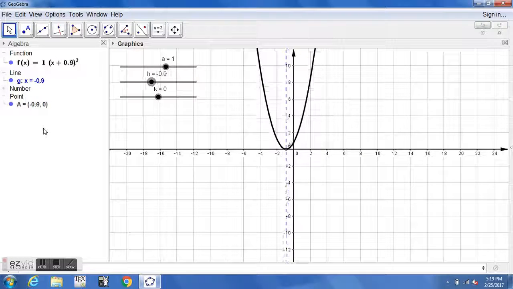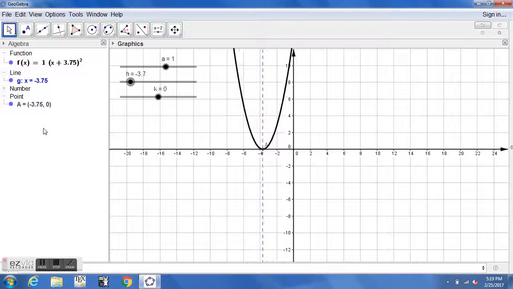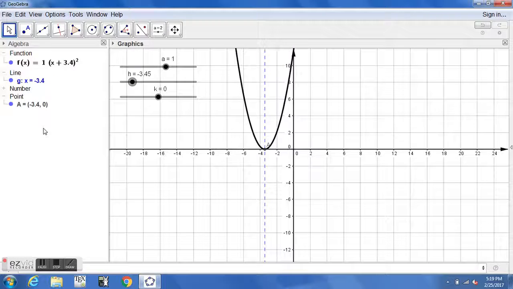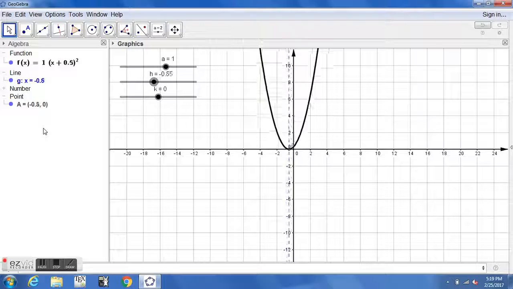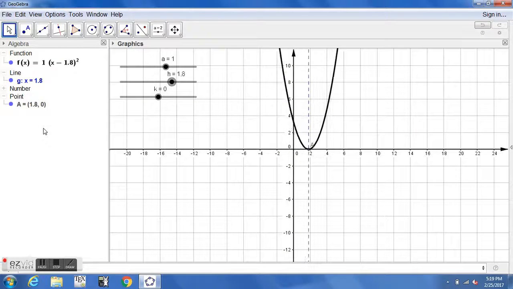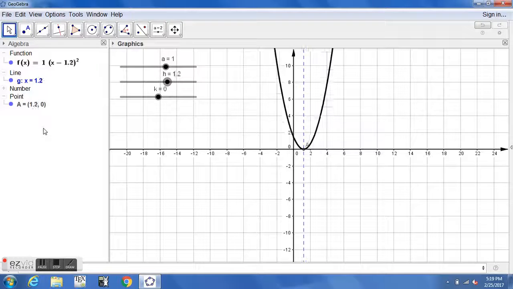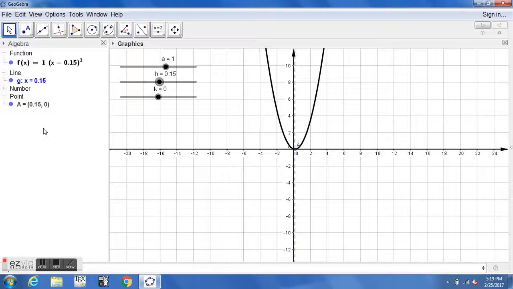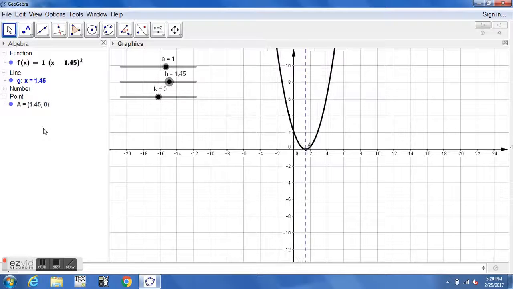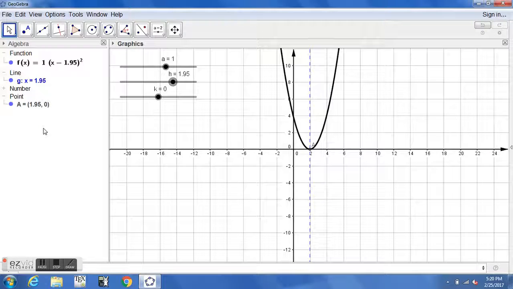It's called a horizontal translation. It's a rigid motion. It doesn't change the shape. What it does is simply change where your vertex is, which changes your x value. The next one I'm going to move, I'm going to set this on 2 here.